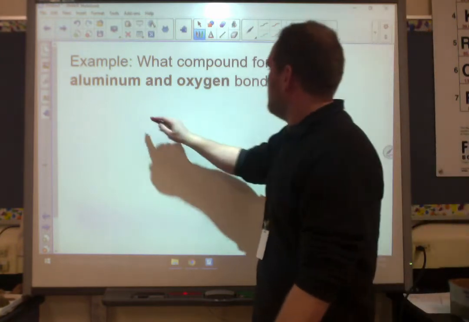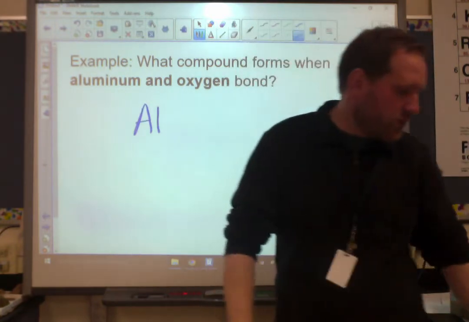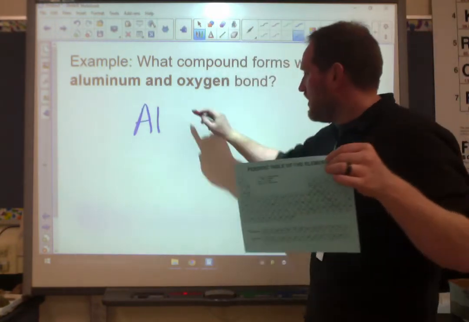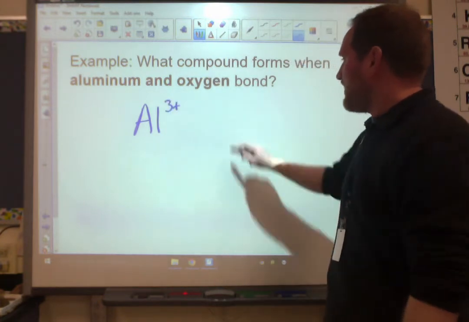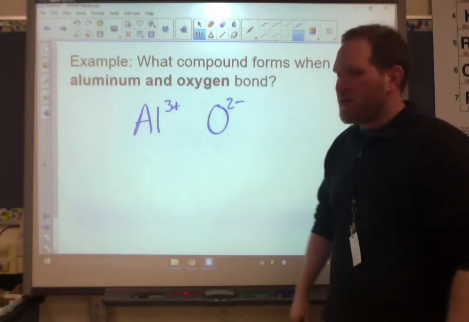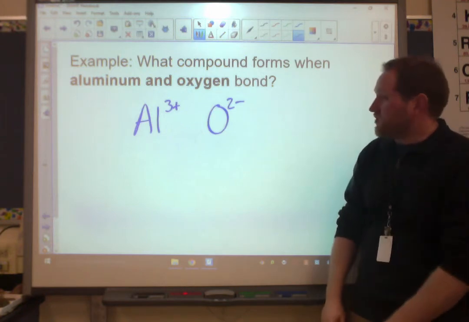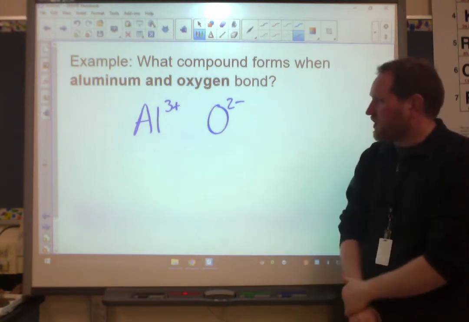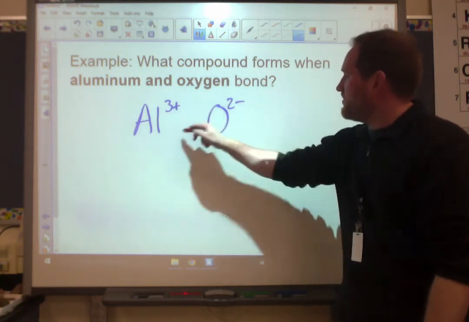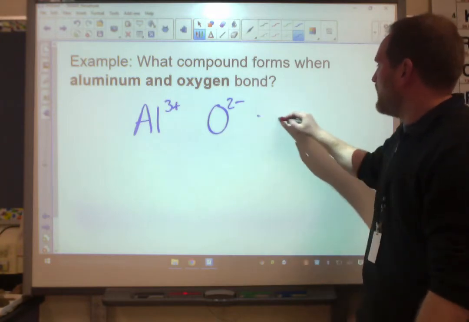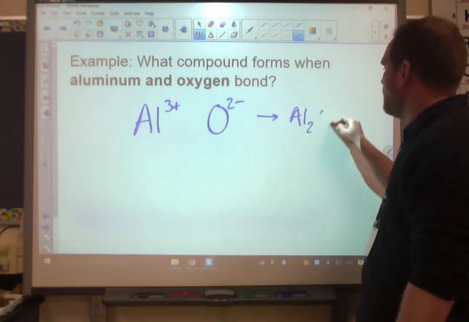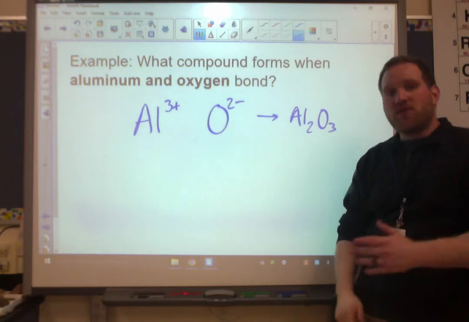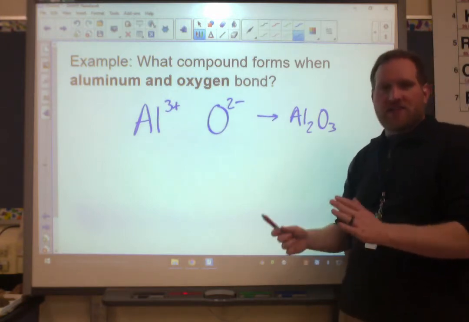So aluminum on the periodic table is in group 3A. It's part of that 3-2-1 rule, has a charge of 3+. Oxygen, O2-. Okay? I would just use the crisscross rule for this. You just zip them across like that. The 3 goes with the O, the 2 goes with the Al, and you end up with Al2O3.